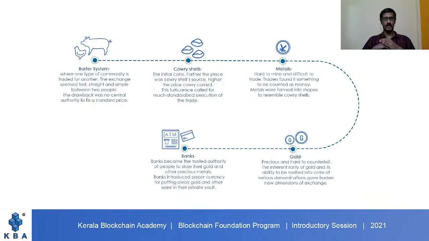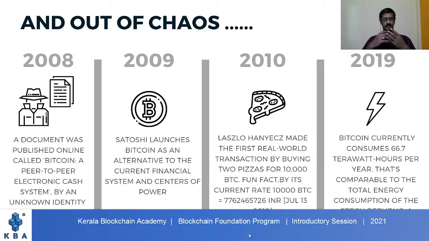So that is where blockchain came in. There was the 2008 financial crisis, and at that time, people were having very little confidence in the banking system, and hence a new kind of payment system was introduced, known as Bitcoin. So in 2008, a document was published online called Bitcoin, a peer-to-peer electronic cash system, by an unknown identity. We don't know the identity of who actually published this document.